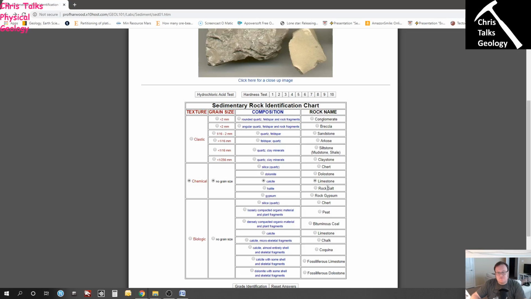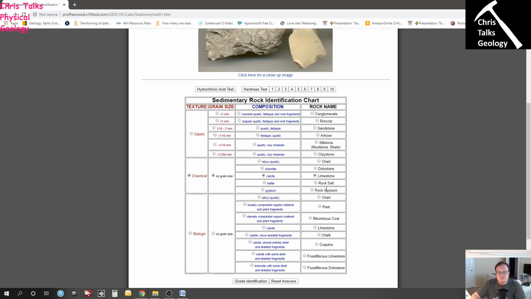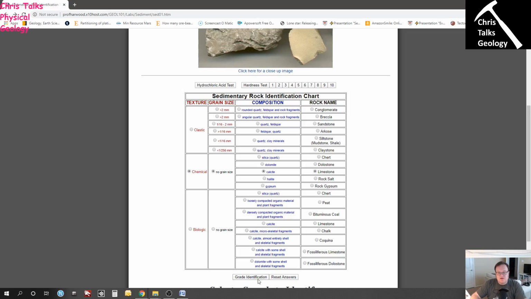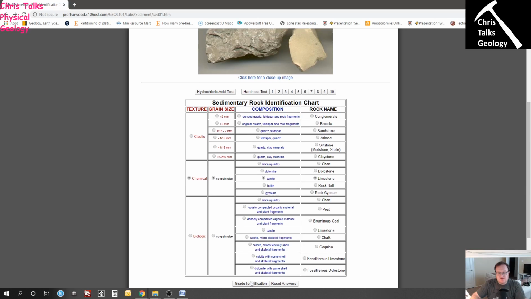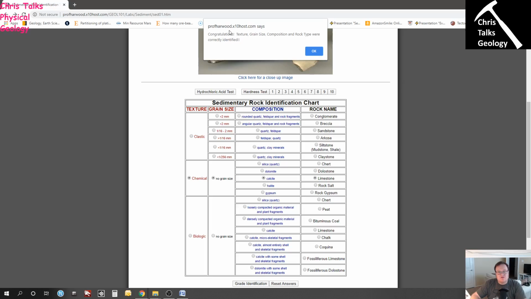So now we've filled out our 4 options, so now we're going to ask the website how we've done. Now if you look down here at the bottom, it says grade identification. So I'm just going to bring the grade identification so it's right down at the bottom of the page, and I'm then going to hit grade identification, and here it goes. Congratulations, we got it right. So it's telling us that we succeeded in classifying our rock correctly.